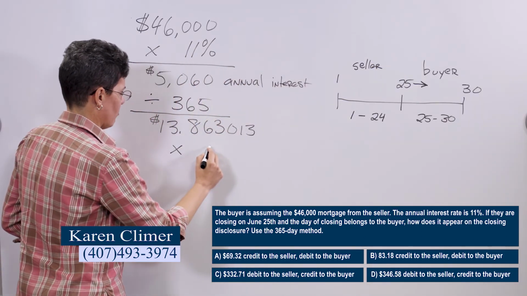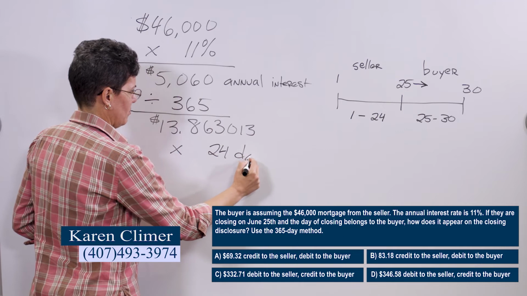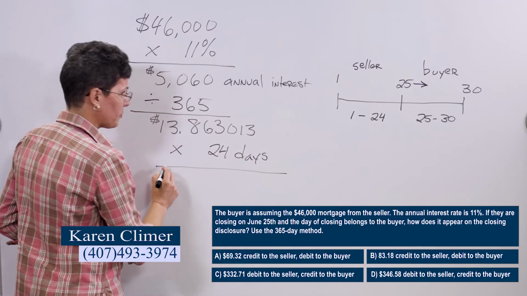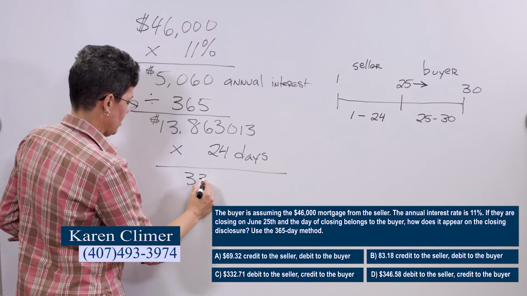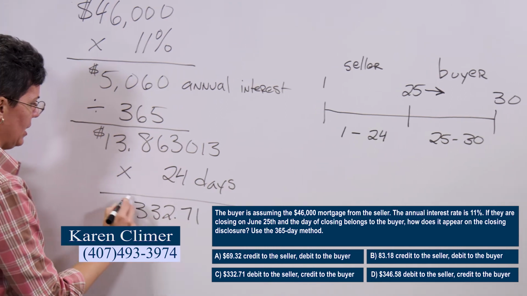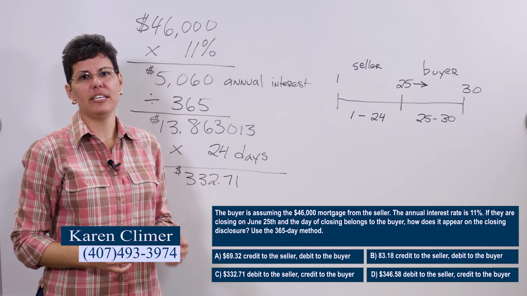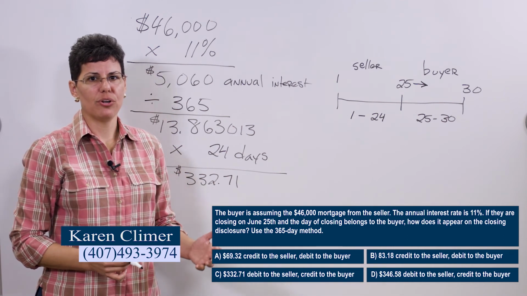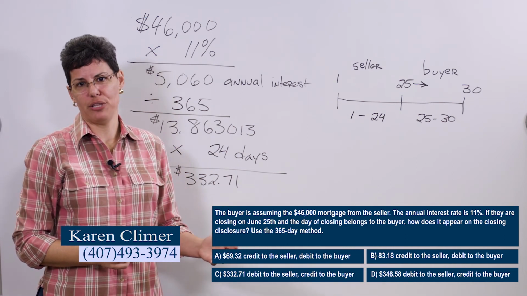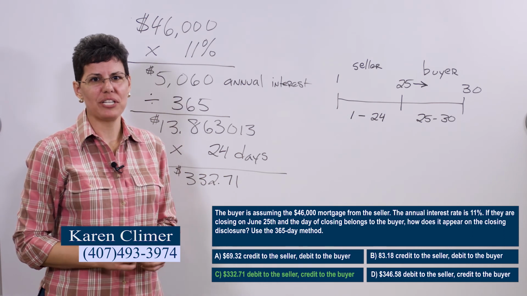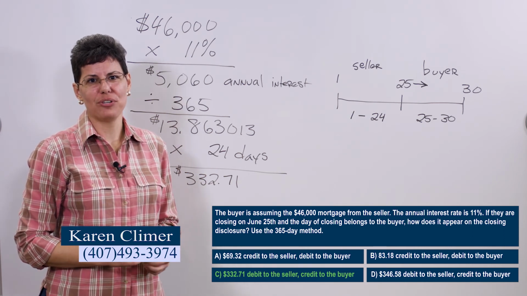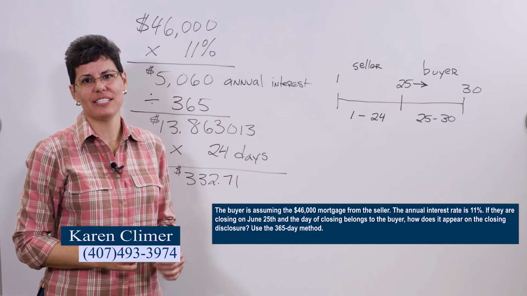So we're going to come back over here, times 24 days, and that gives us $332.71. And that's money that the seller is giving to the buyer. So it's a debit to the seller, credit to the buyer. So on this question, the answer is C, $332.71, debit to the seller, credit to the buyer.